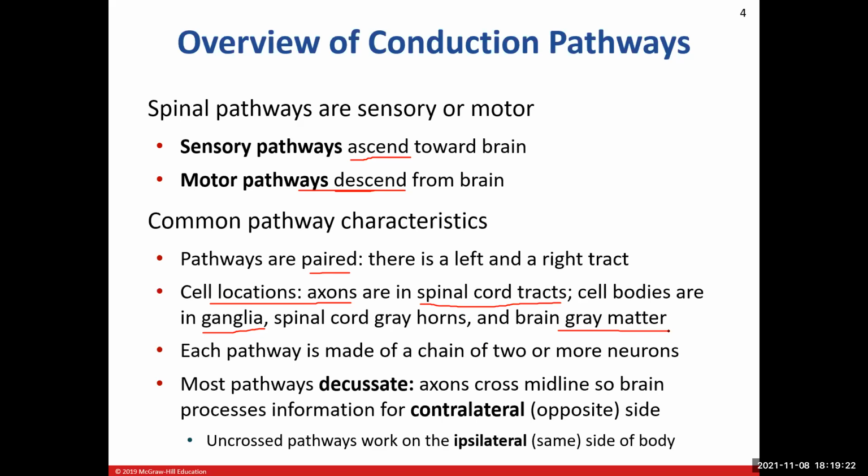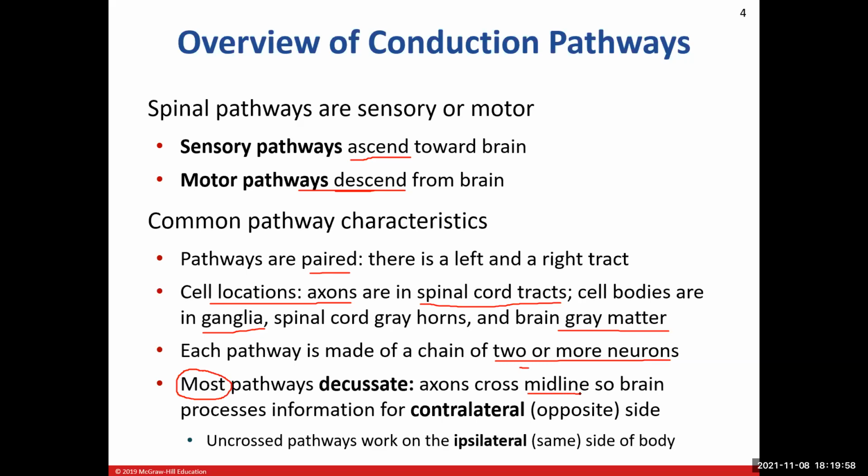Each pathway is going to be made up of a chain of 2 or more neurons, a minimum of 2, but you could have 3, you could have 4. Now, most of these pathways, notice I didn't say all, are going to cross over. We call that decussation. They'll cross from the right side to the left side and vice versa. Basically, we're going to cross over the midline.